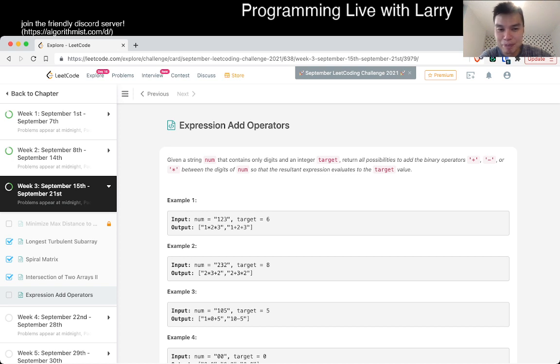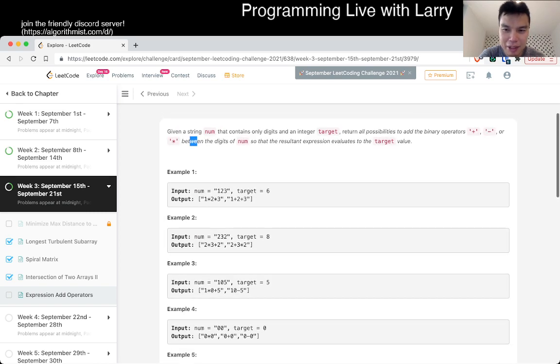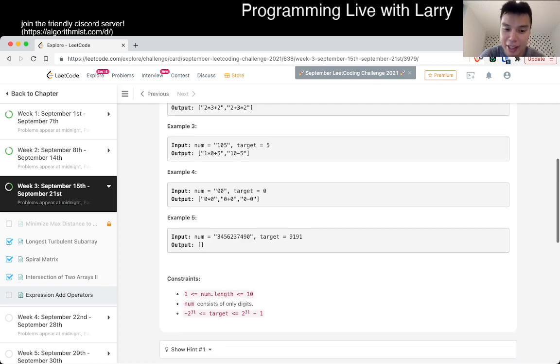So anyway, let's get to this, which is expression and operators. Okay. Return all possible binary plus, minus, or star. When I see something like this, return all possibilities, I always think about, okay, let's look at constraints. The first one is that n is less than 10. That means that we can do something brute force and something like that.